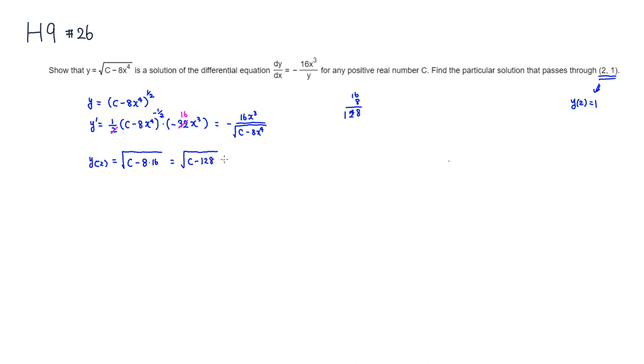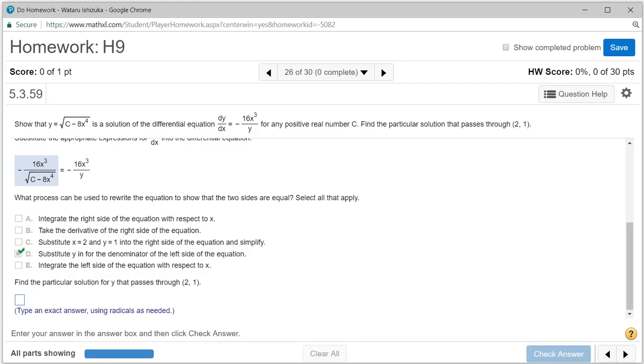This is equal to 1, which means we square both sides. So c minus 128 has to be equal to 1, which means c has to be, by adding 128, 129. So let's type it in.